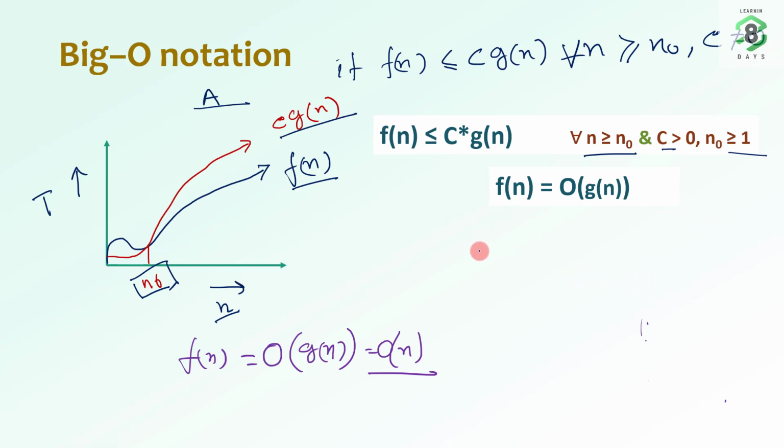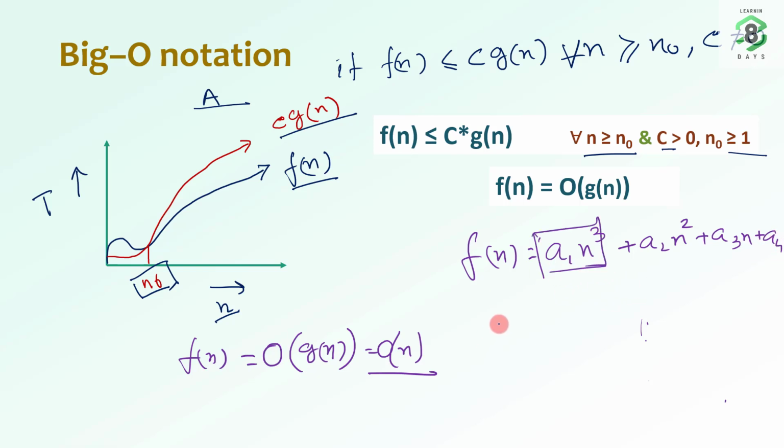And the general approach is, if f(n) = a1·n cubed + a2·n squared + a3·n + a4, in that case we only consider the highest order term. So f(n) will always be upper bounded by n cubed. This is the general rule: if the running time has an equation like this, it will be upper bounded by the highest order term, and we can leave all the lower order terms. Next we will discuss omega notation.